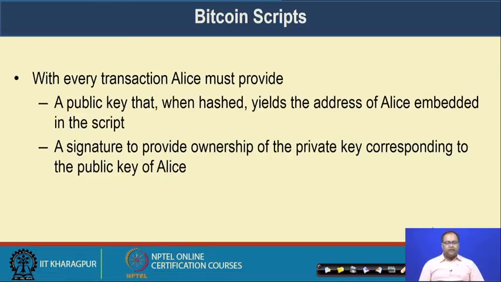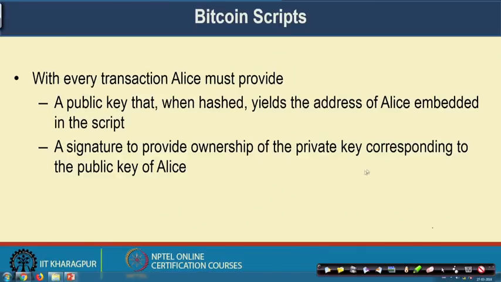In the case of Bitcoin script, with every transaction Alice must provide a public key. Whenever you hash that public key, it yields the address of Alice, which is embedded inside the script. That way you can validate that the transaction actually originated from Alice, and then a signature verifies that the public key which has been transferred actually corresponds to Alice. So, the idea is very interesting.